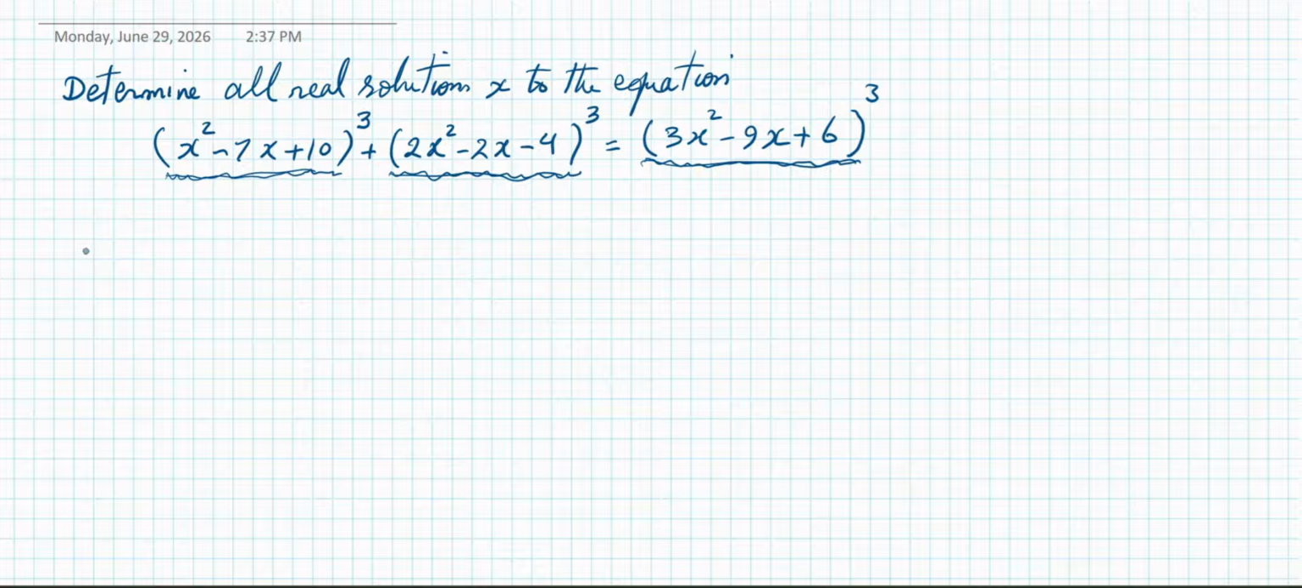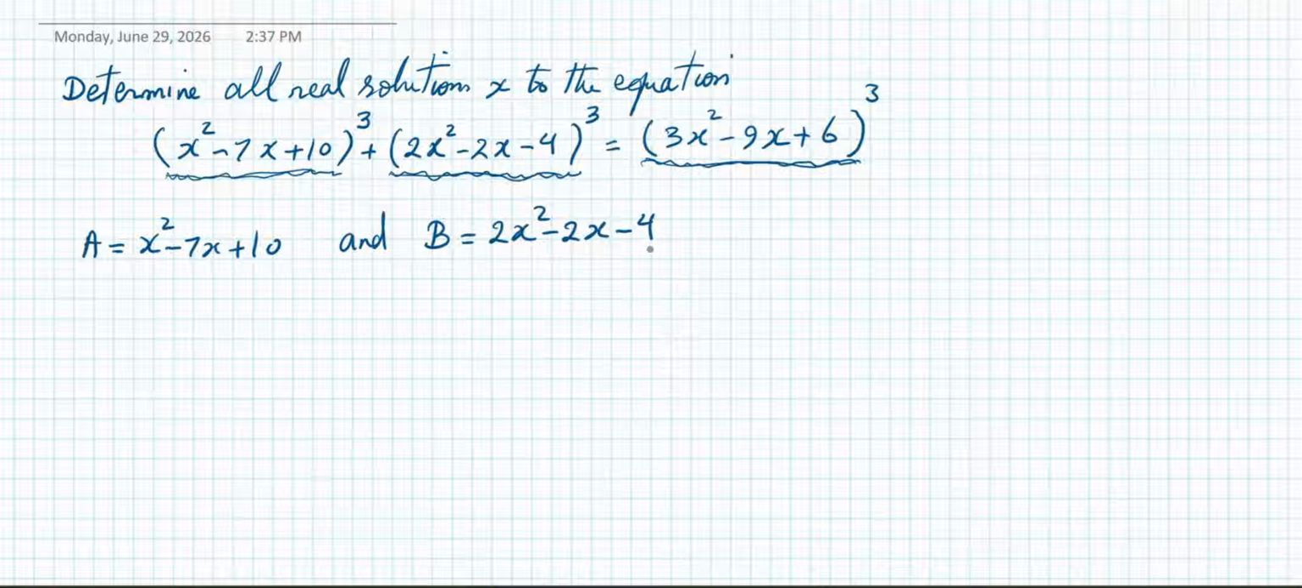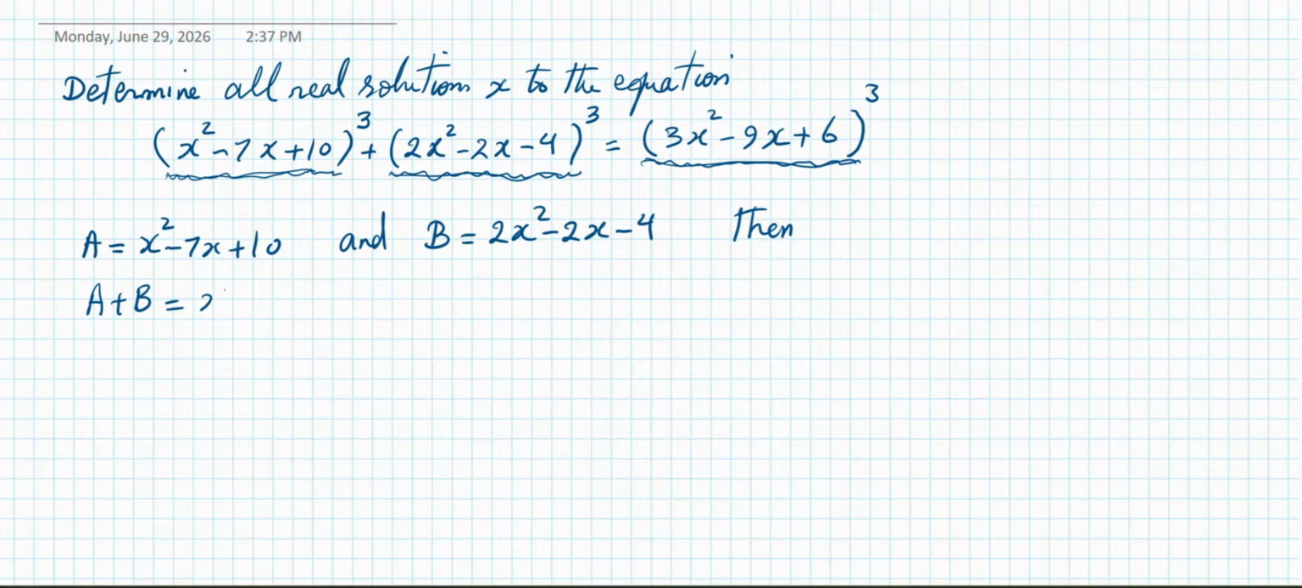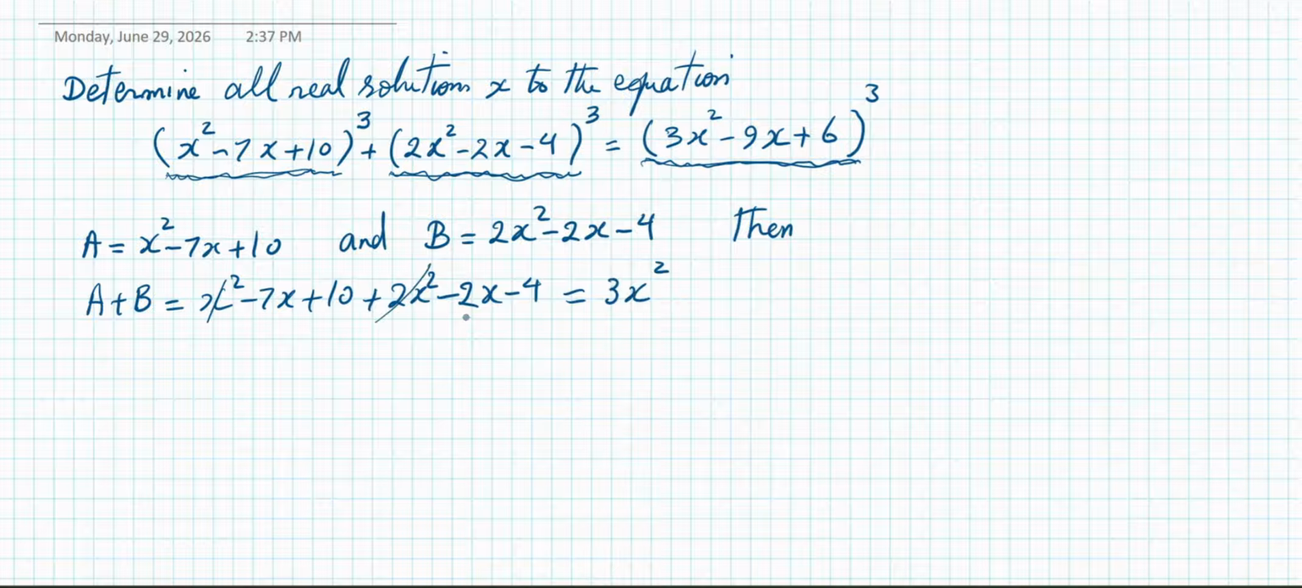So if A is x squared minus 7x plus 10, and B is 2x squared minus 2x minus 4, then A plus B is x squared minus 7x plus 10 plus 2x squared minus 2x minus 4, which simplifies to 3x squared minus 9x plus 6. And this is the left-hand side of our equation.